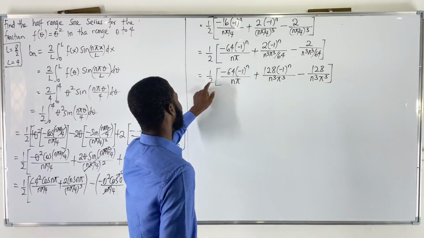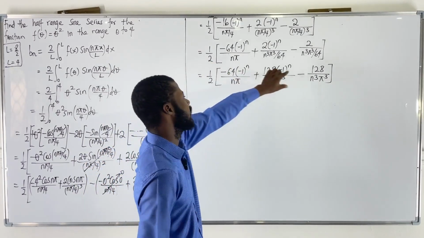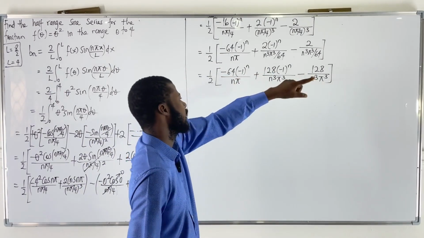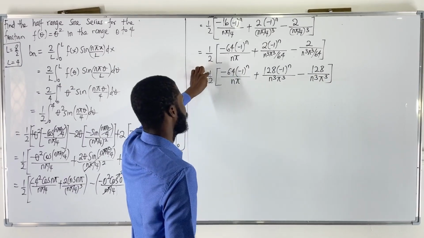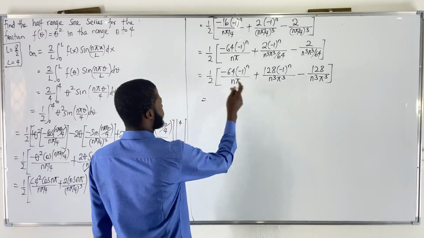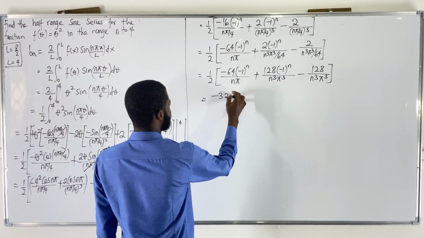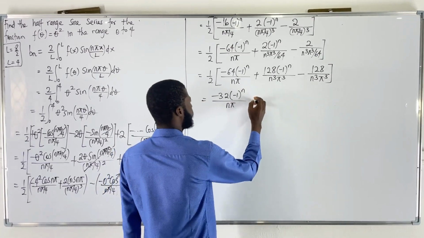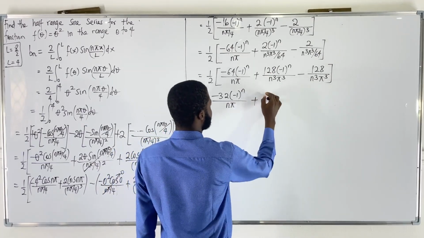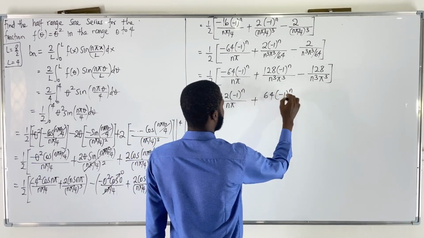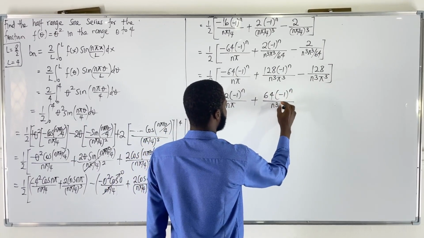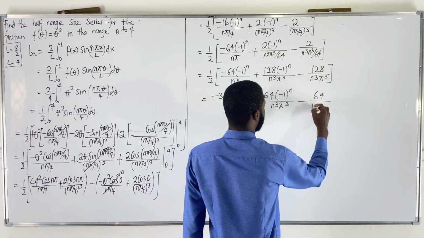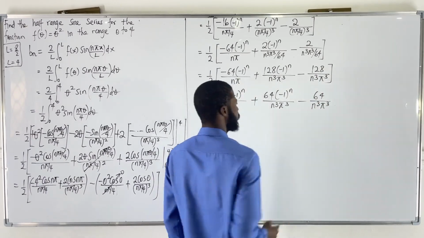Okay. Now, this is half. If I take half of everything here, it means I'm going to be dividing the numerators by 2. So this basically means I'll be having minus 32 into minus 1 to the n divided by n pi, and then plus 64 into minus 1 to the power of n over n cubed pi cubed, and then minus here, this is 64 divided by n cubed pi cubed. That's what I have.